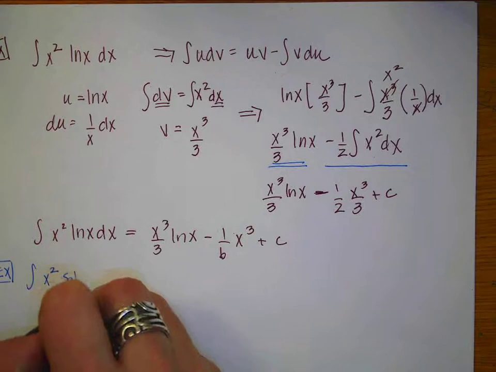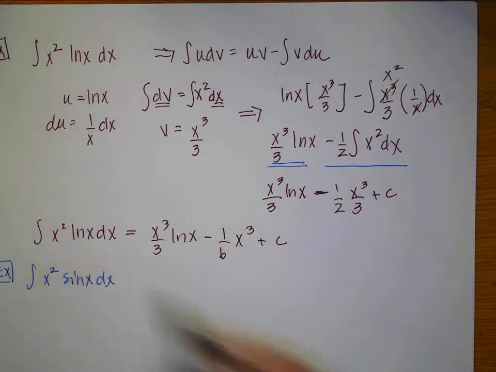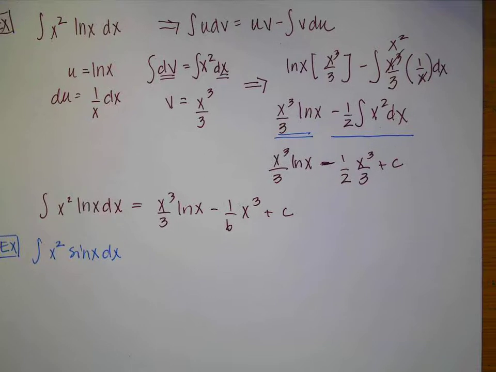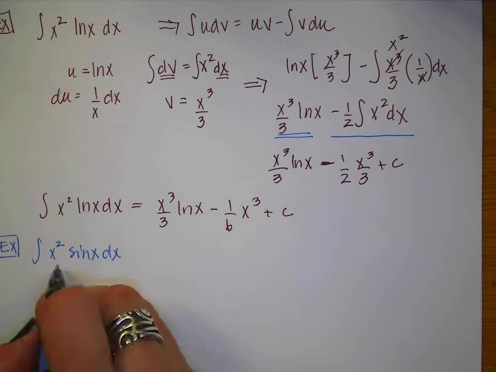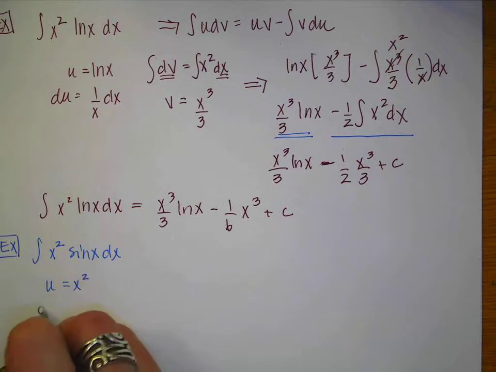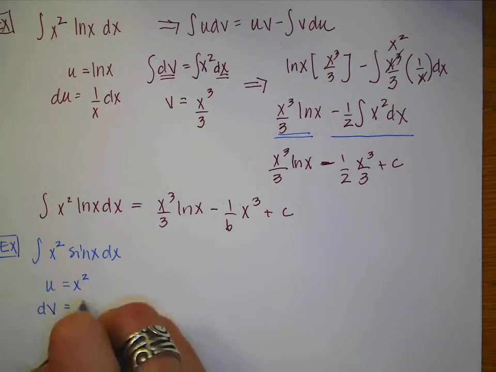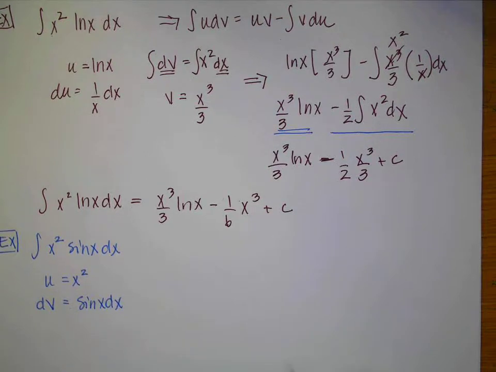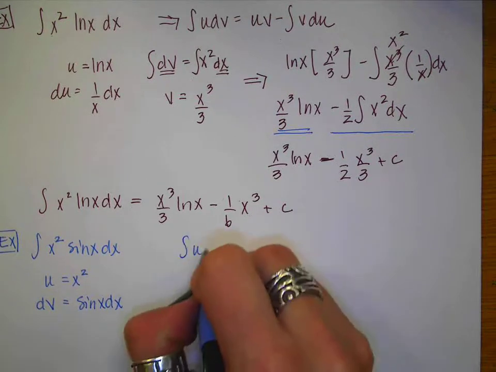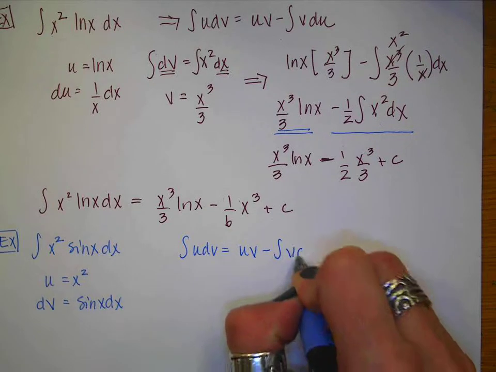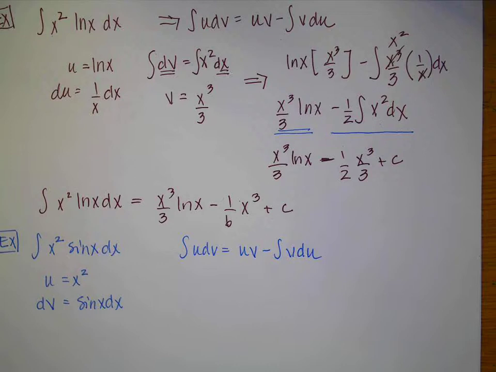So I'm going to have the integral of x squared sine of x dx. Okay? So as I start this one by parts, I'm going to let my u equal x squared, which means my dv is going to equal the sine of x dx. Okay? And remember that my integral of u dv is equal to u times v minus the integral of v du. Alrighty?